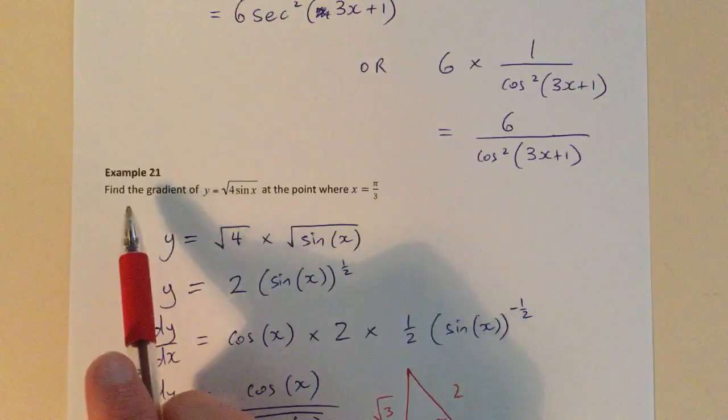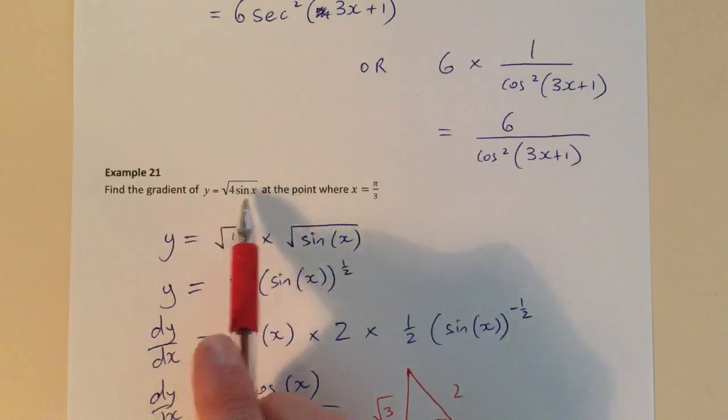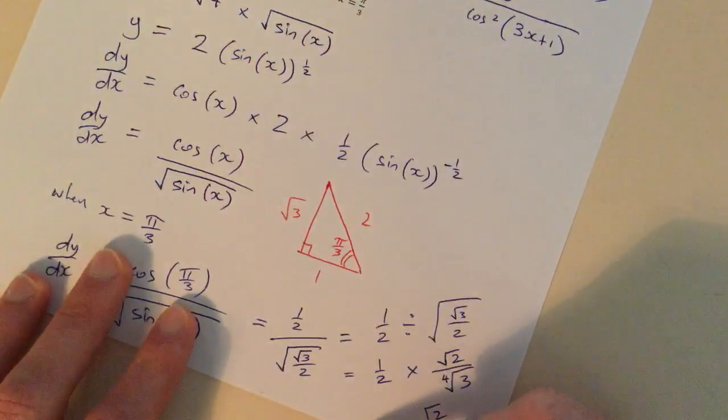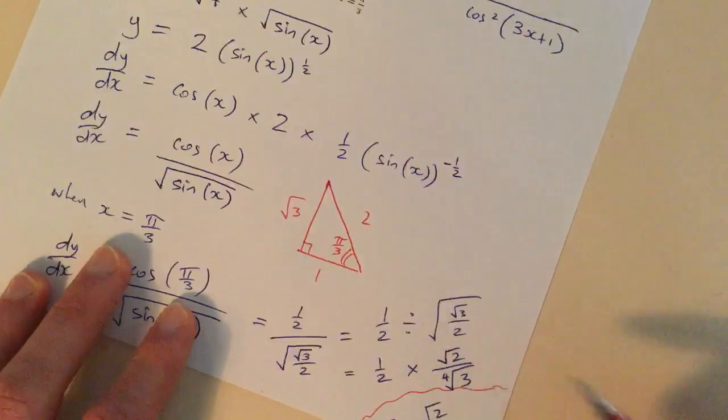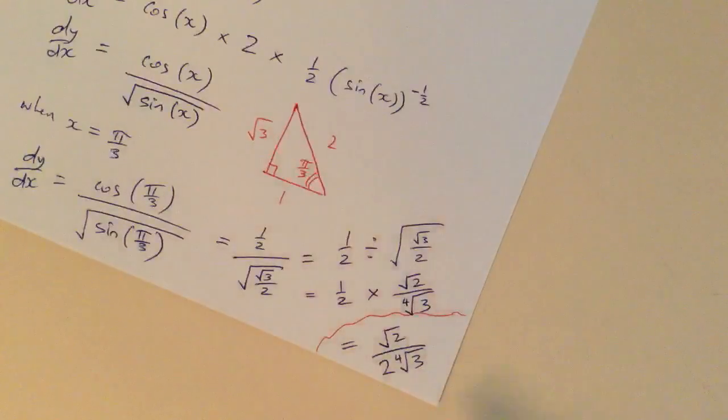Remember, coming back to the question, that is the gradient of y equals the square root of 4 sine x at the point where x equals pi on 3. There's our gradient, and you try your best to make that clear, Mr. or Mrs. Examiner, that is my final answer down here. But you'd have more space in the exam anyway.